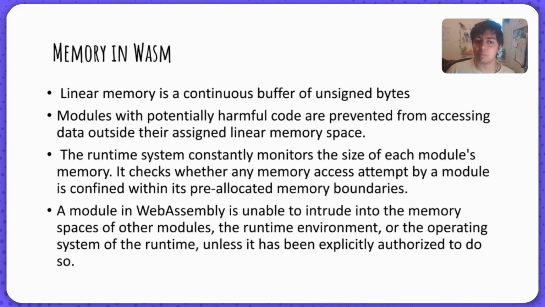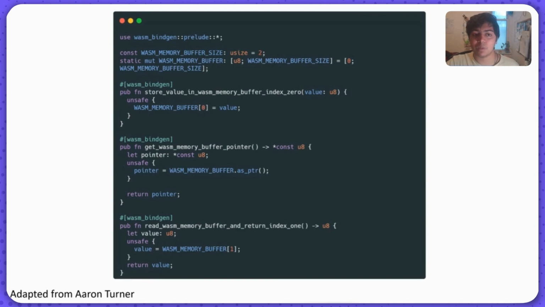We can also take a look at a code example to do this. But what this allows you to do is you can have modules with potentially harmful code, and it is very easy for the runtime to understand if they are trying to assign linear memory outside of their memory space. Even if one WebAssembly module is trying to access the linear memory of another WebAssembly module, it's really easy for the runtimes to identify this. And the runtimes also know exactly how much memory is being used. And thus, it is also easier to identify if a module in WebAssembly is trying to intrude into memory spaces of other modules. So let's take a look at this very simple example with Wasm Bindgen.